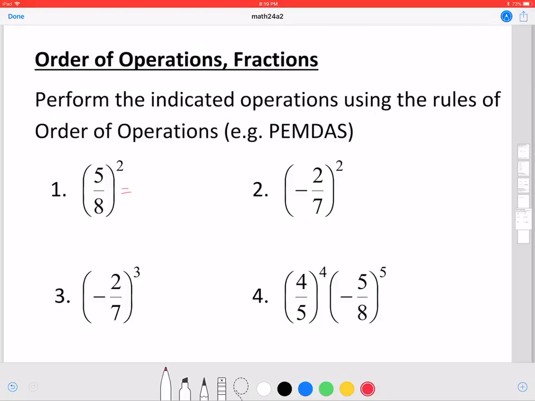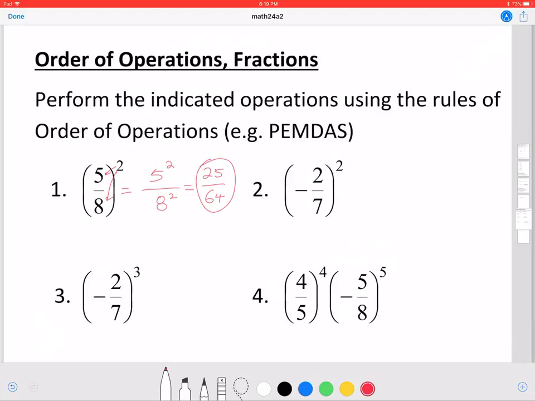when a fraction is raised to an exponent, then each numerator and the denominator will be raised to the same exponent. So this is simply 25 over 64, and that's it for this problem. Pretty simple, but as you can see, the problems are progressively getting harder.